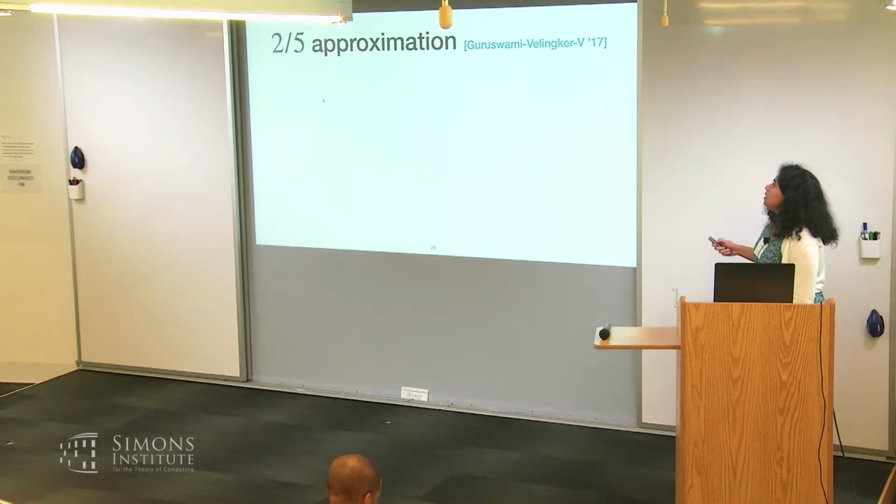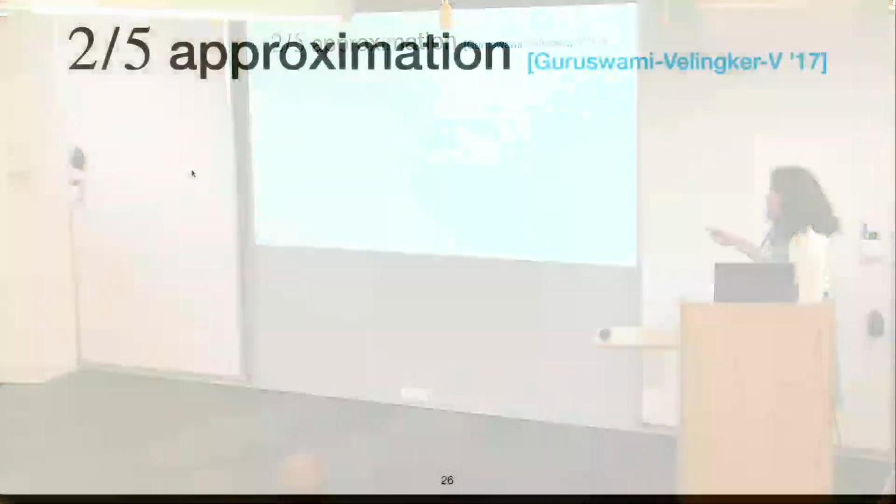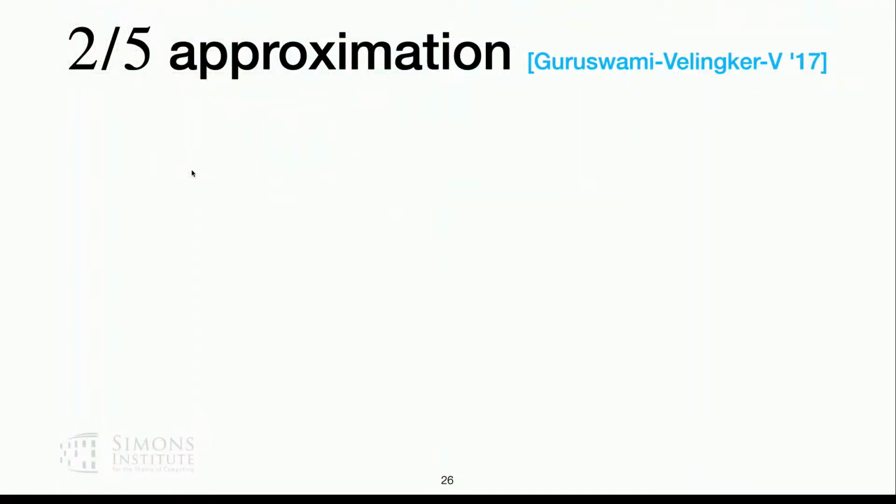Okay. So first I'll talk about a weaker approximation problem, just to motivate what this bias-based algorithm does. And then I'll talk about the stronger 4/9 approximation. So, okay, let's look at this 2/5 approximation algorithm.